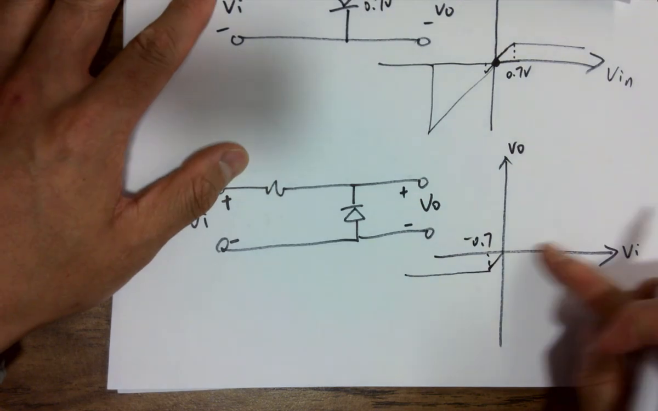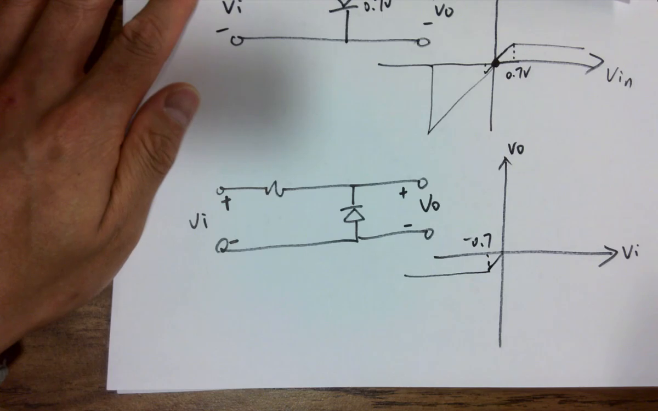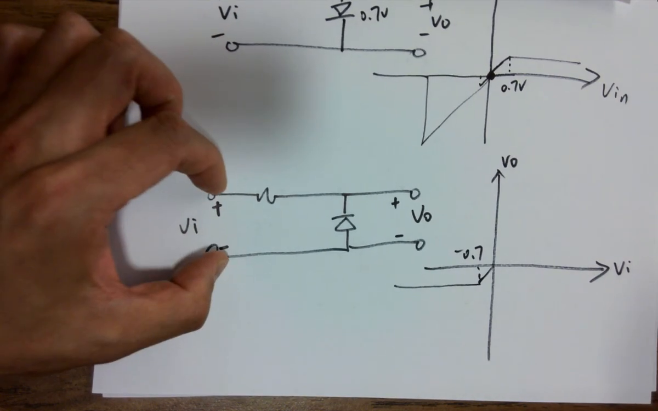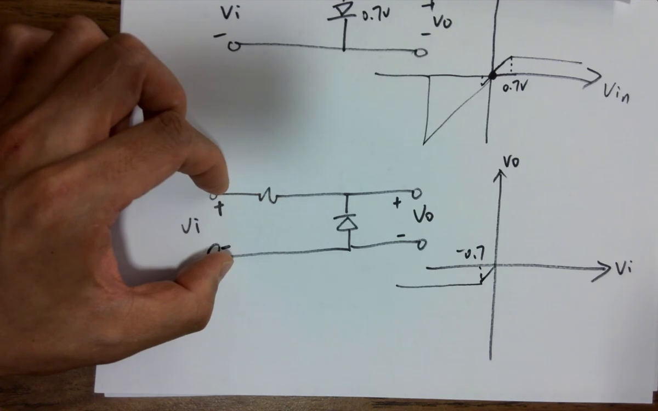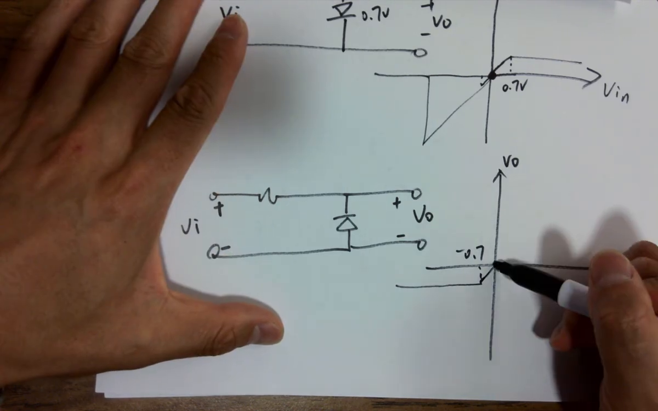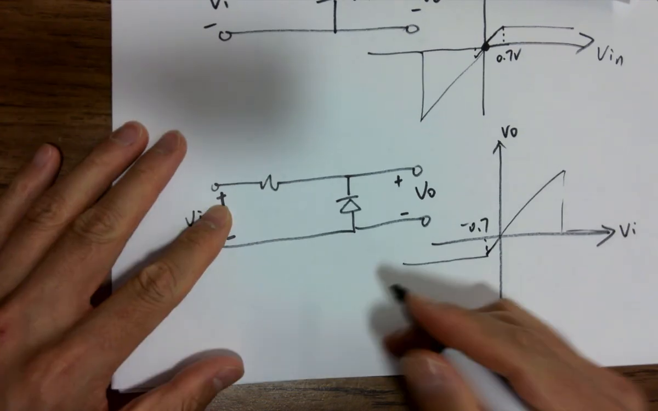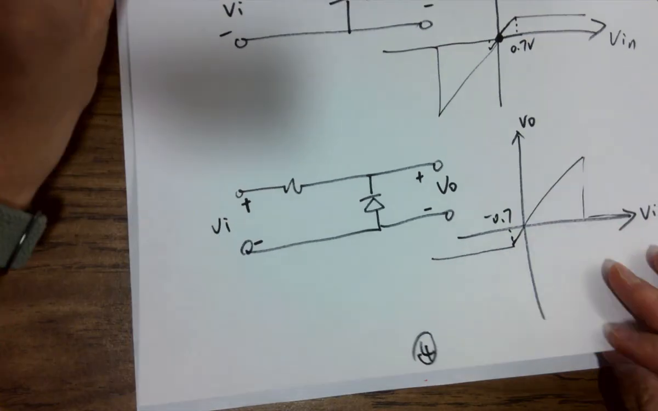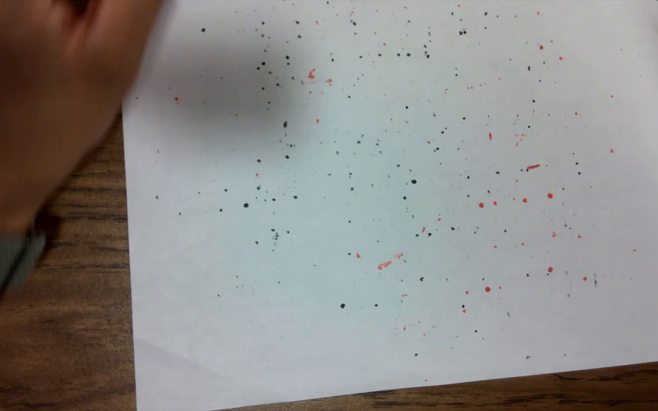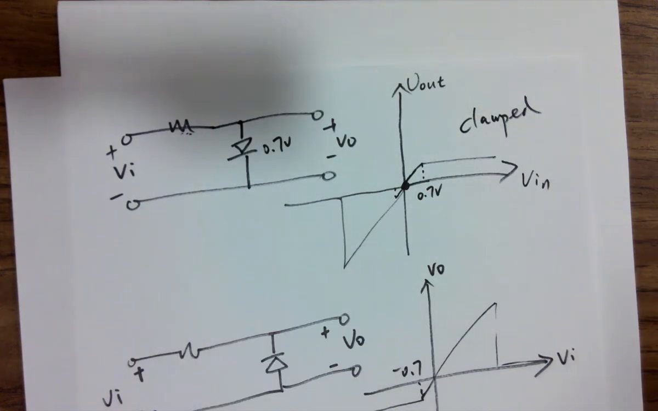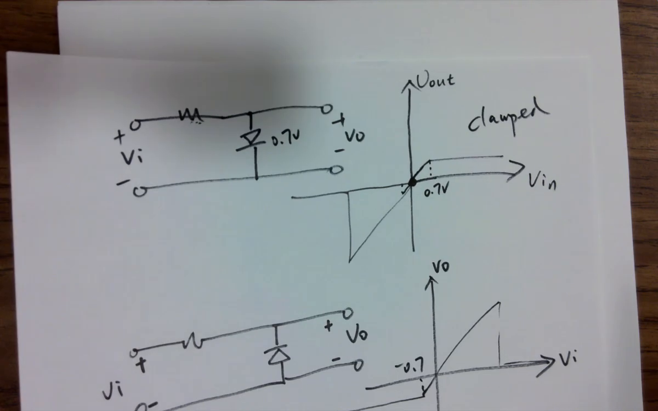What about this region? Linear, then drop. Yeah, linear, right? And maybe breakdown, right? Okay. Another example. And you can see the voltage is being clamped at a certain level. This is a clamping circuit.